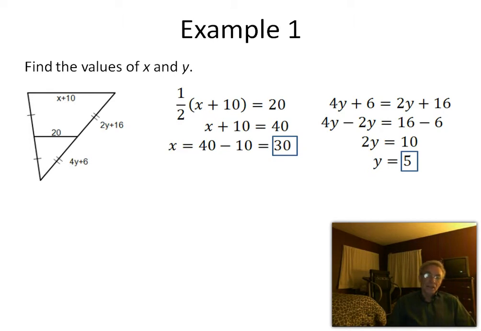Now, they could have asked us to find the length of the side represented by x plus 10, so we would have substituted the 30 back in for x and found that its length was 40. Or they could have asked us the length of either one of the two segments, or both of them, so we would have substituted the 5 back in for y. It wouldn't have mattered because we could have substituted it into either one, and we would have found that it was 26.